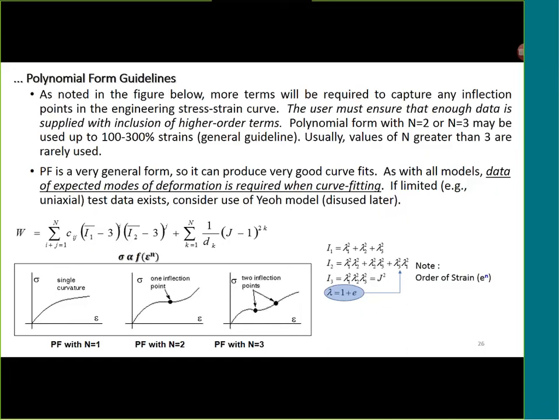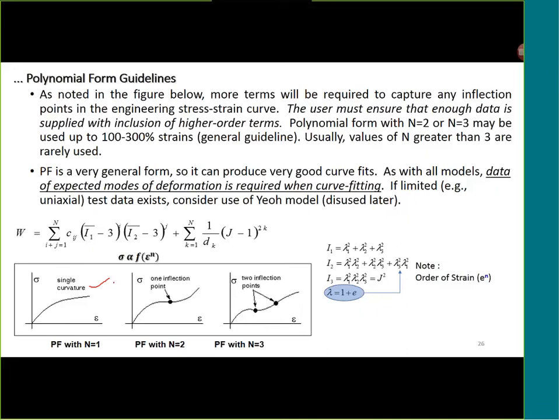Now let us look at this particular curve, which is quite simple. There is no inflection point. I hope you all know what an inflection point means. Inflection point means there is a discontinuity in the slope of the curve. Those points are called inflection points. So this curve doesn't show any inflection point. This curve shows one inflection point and this curve shows two inflection points. The order of the polynomial really depends on how many inflection points or how complex your stress strain curve looks like.